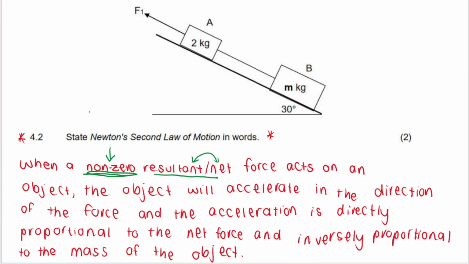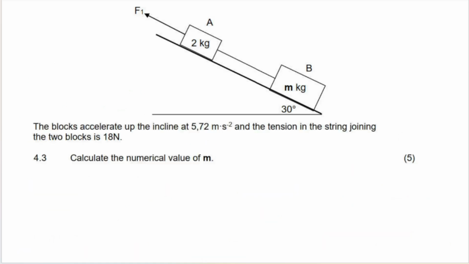It has to be a non-zero net force, because remember, if F net is equal to 0, that's Newton's first law. So it has to be a non-zero resultant or net force acts on an object. The object will accelerate in the direction of the force. And this next part's also important. The acceleration is directly proportional to the net force and inversely proportional to the mass of the object. Please don't say indirectly proportional. We will minus marks. Okay, so 4.2 is the definition. You must just study it.